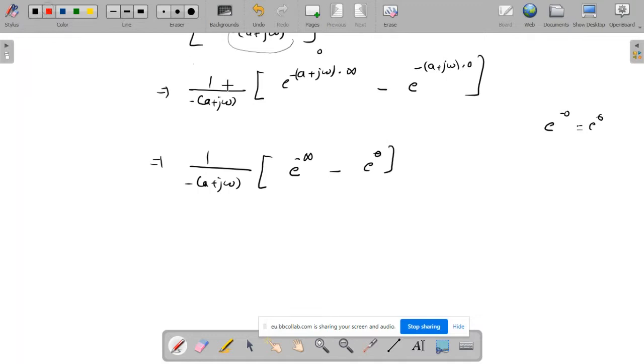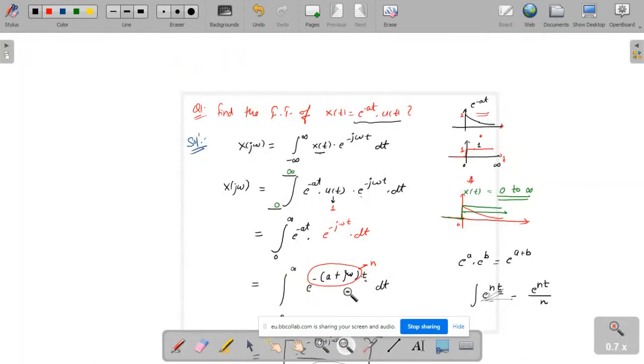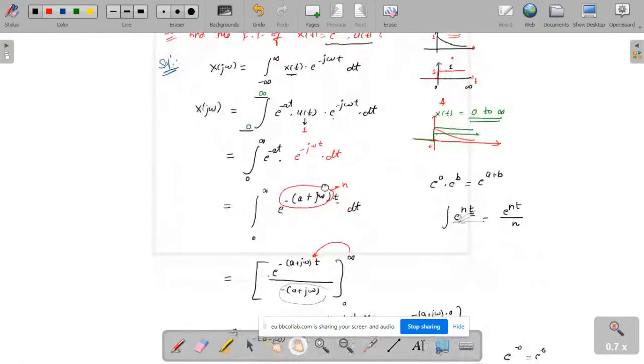And e to the power 0 is what? e to the power 0 is 1, and e to the power minus infinity is 0. So what is the final answer? 1 divided by (a plus j omega), and this is 0 minus 1 minus 1. So minus minus cancel, and this is the answer. So this is the Fourier transform of the x(t) signal.